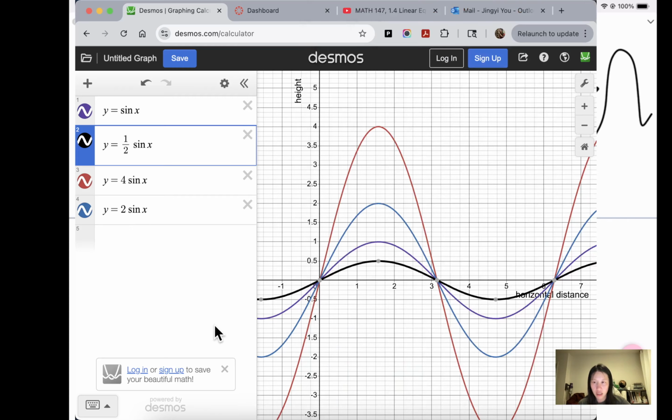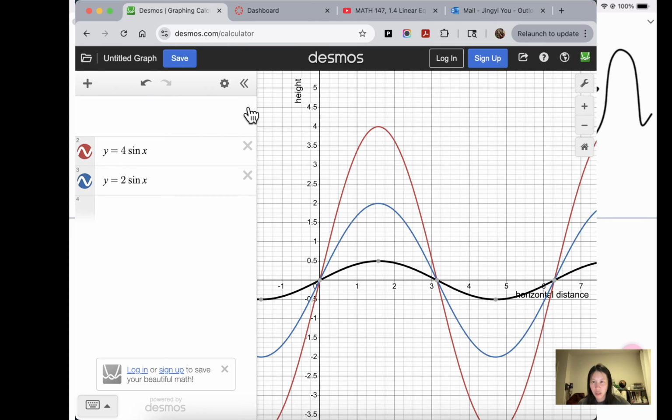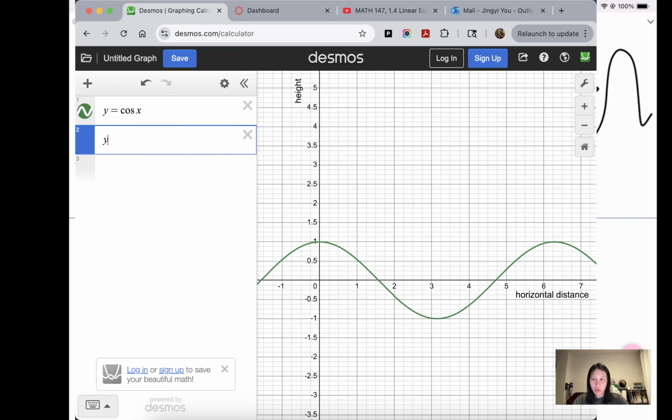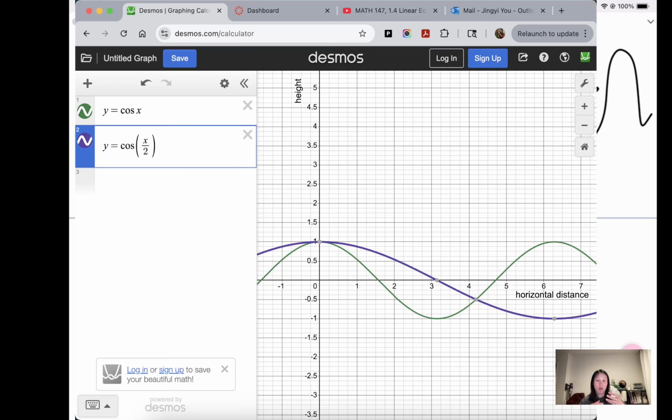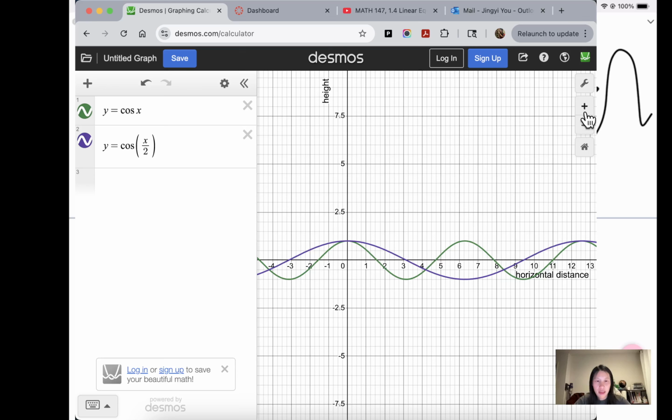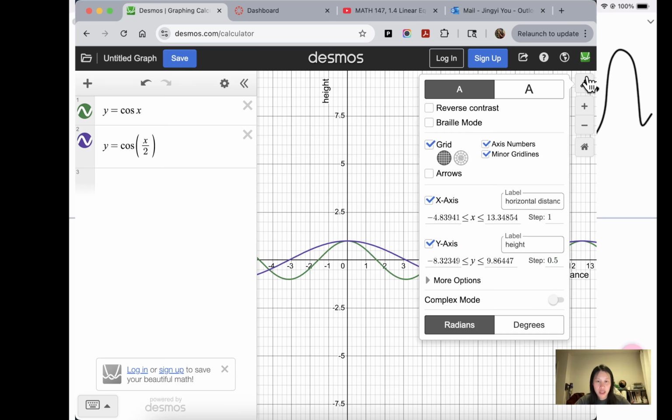Let's see. On the decimal, y equals cosine x. And then, oops, there's no x. And then if we have y equals cosine half x, look at the function. The purple one is the one that expands and becomes 2 periods. Look at the function. And then I can fix that. The step becomes pi.